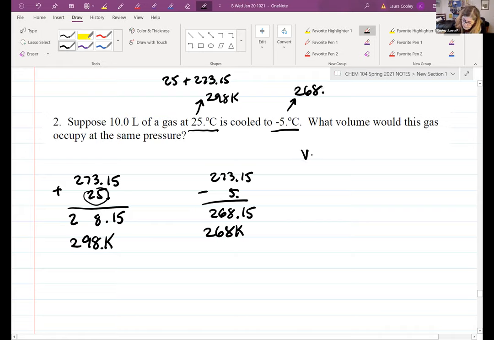So we have V1 over T1 is V2 over T2. And I would always cross multiply. And then I want V2, so I'll divide by T1.